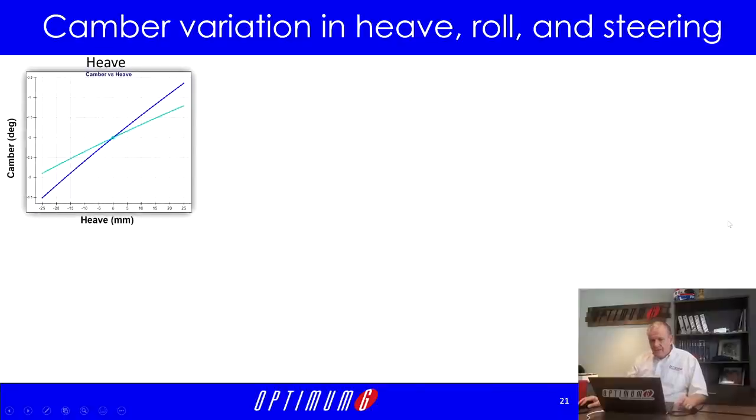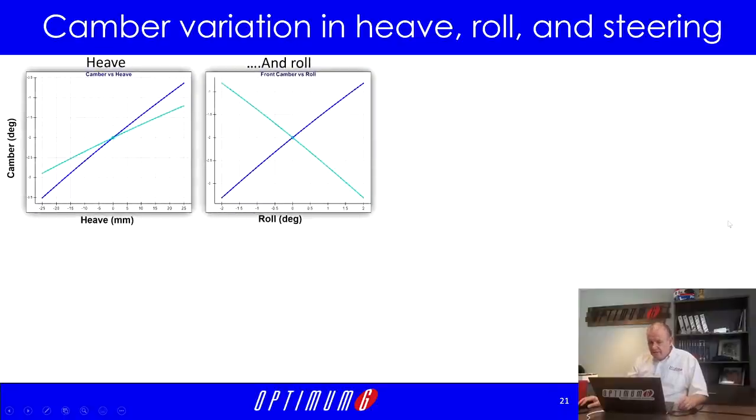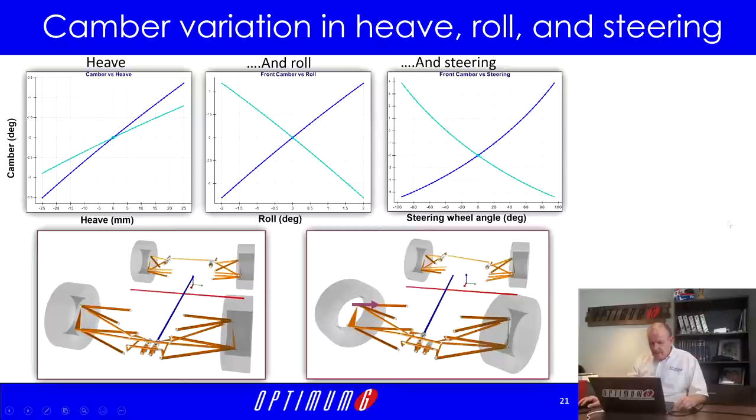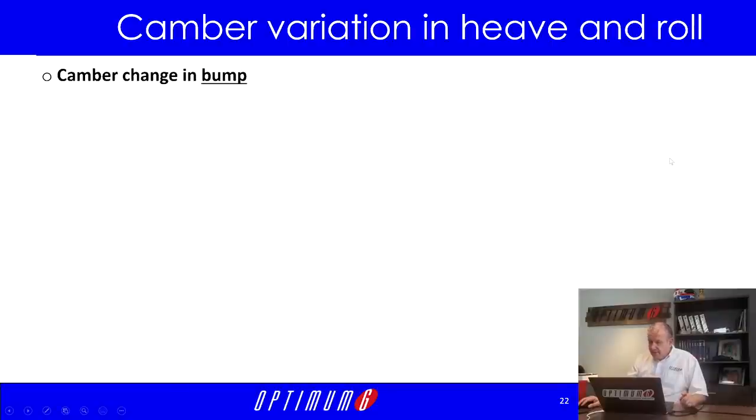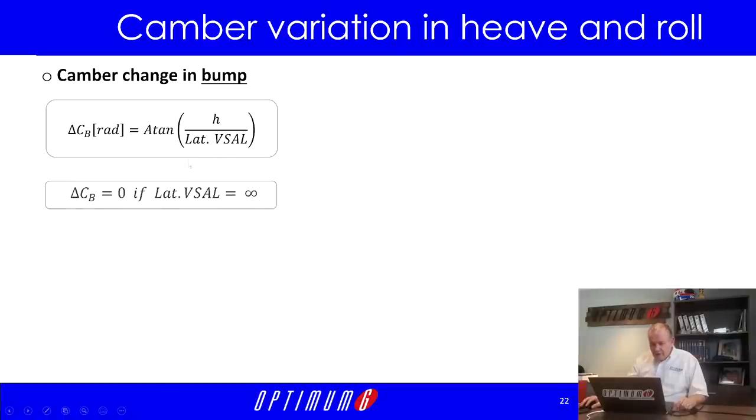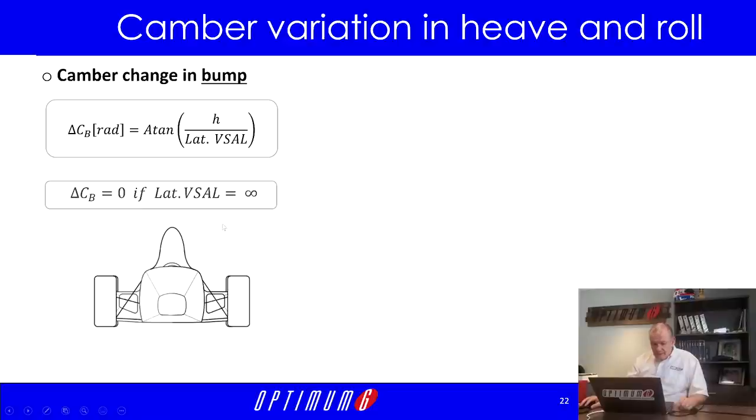All right. So you have camber variation in heave, in roll, and in steering, and you need to take all of them into account. So for camber variation in bump, I'm not going to demonstrate the formula here, but the camber variation in bump is the arctangent of h divided by the lateral virtual swing axle, h being the wheel movement. So if you have a suspension like this with the wishbones parallel, the instant center is at infinity, and therefore whatever the wheel movement versus the chassis, you will not have any camber variation.